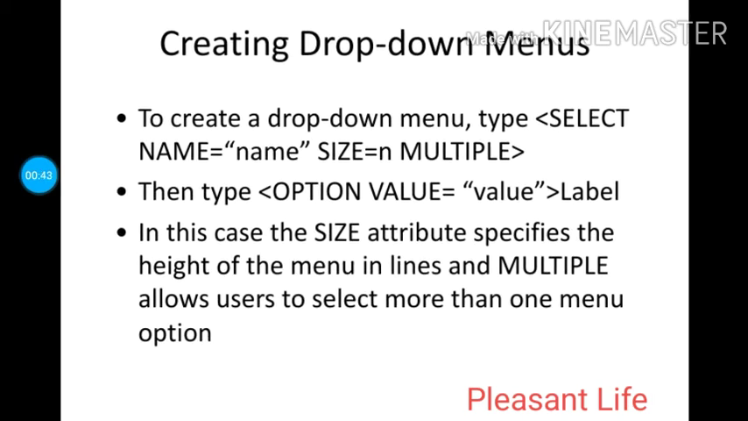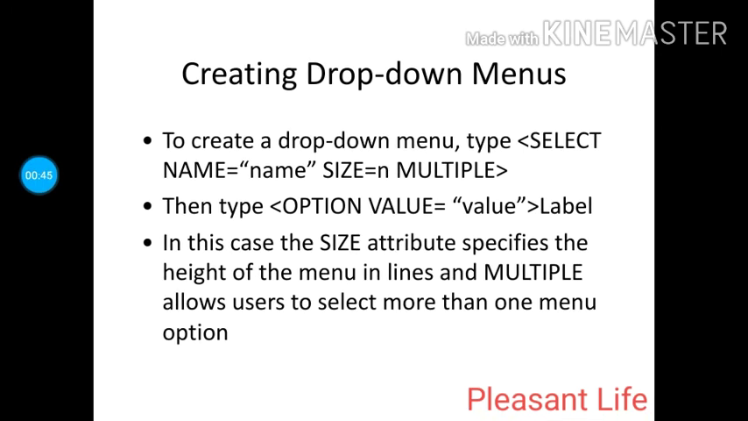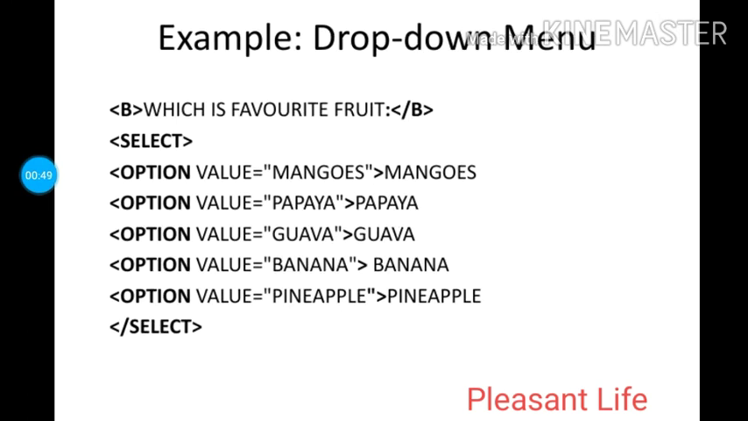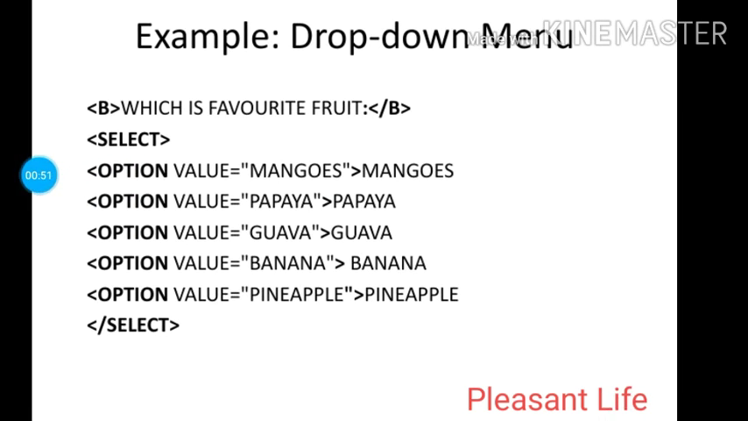I give one example of drop-down menus. The label is favorite fruit, and the user can select mangoes, papaya, guava, banana, pineapple, to select multiple items in this field.